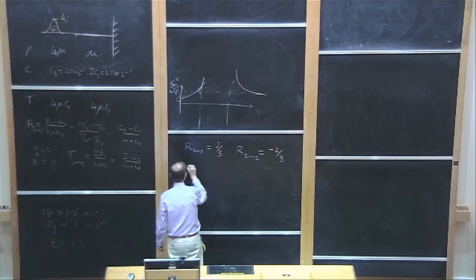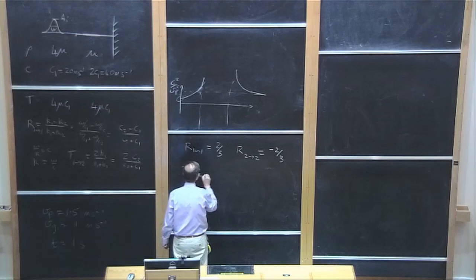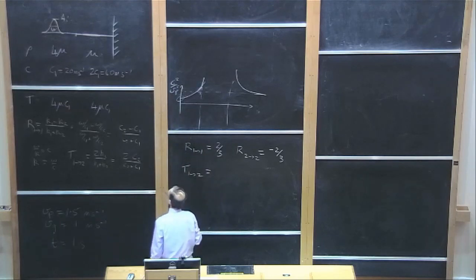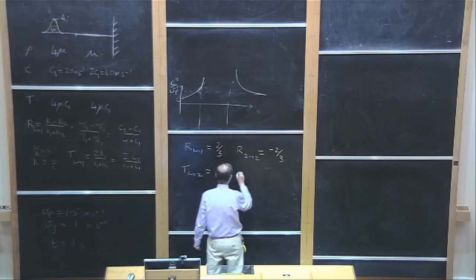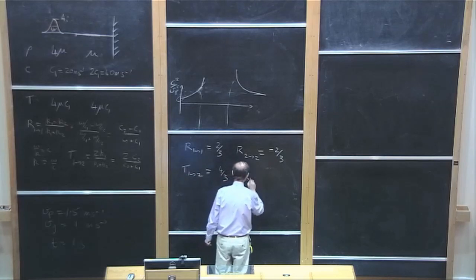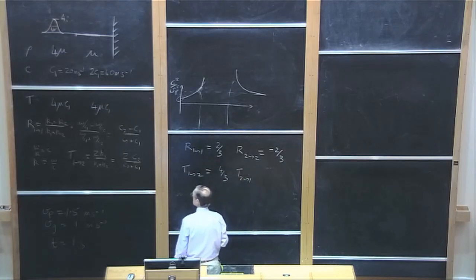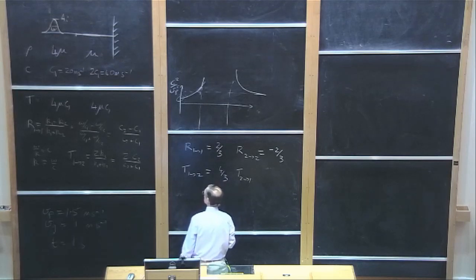So t from 1 to 2 is 2c2, which is 80 over 60. 8/6 is 4/3. And t from 2 to 1 is twice c1, which is 40 over 60, which is 2/3.